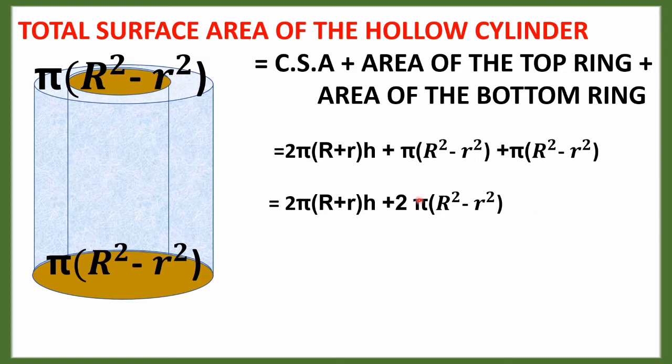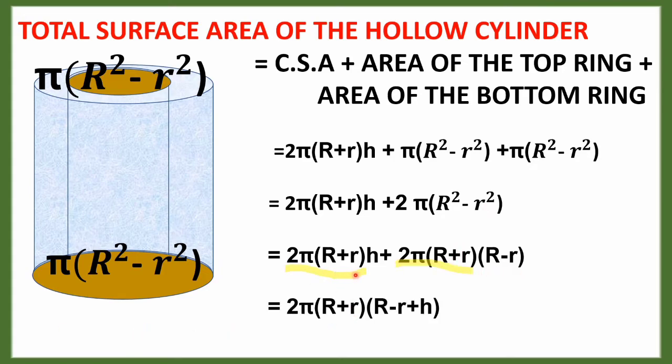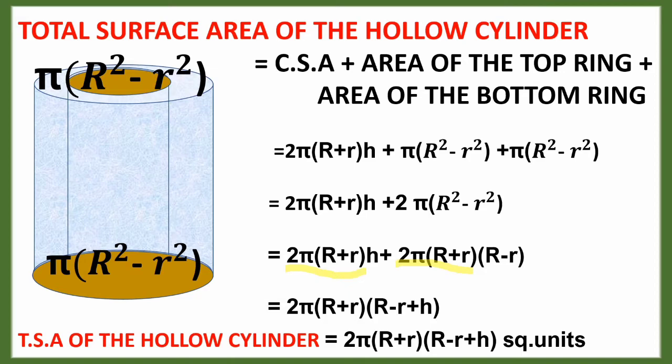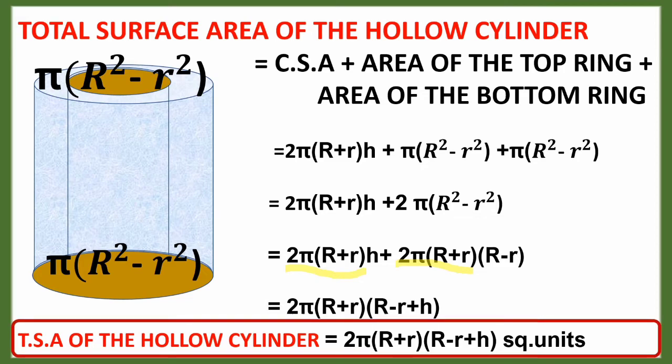Here we need to substitute the formula a square minus b square. We have to expand. So this R square minus r square, we write it as (R plus r) into (R minus r). Taking this 2 pi (R plus r) as a common factor, what happened? 2 pi (R plus r) is common and the remaining part is (R minus r plus h). So, TSA of the hollow cylinder equals 2 pi (R plus r)(R minus r plus h) square units. Once you visualize the formulas in this way, you don't need to memorize them. Hope you understand the concepts very well.